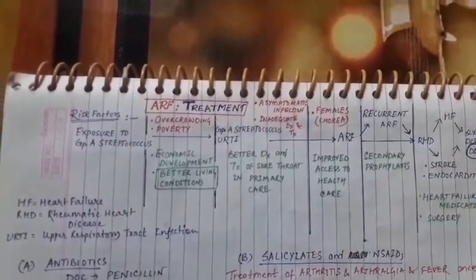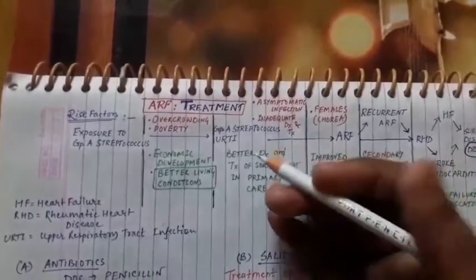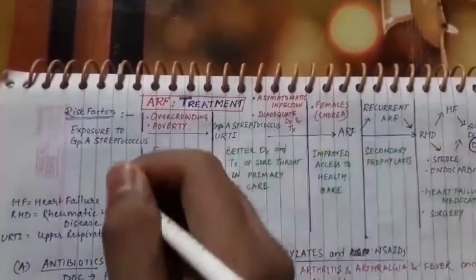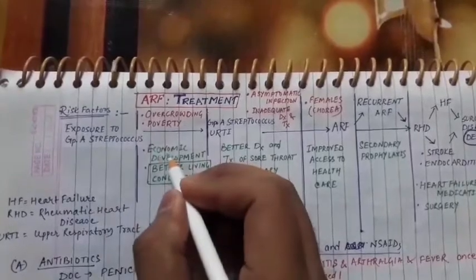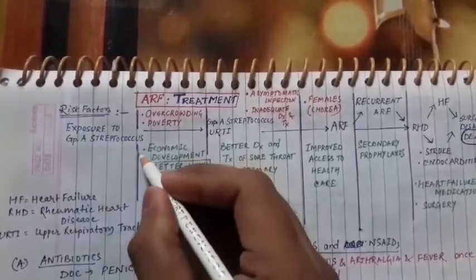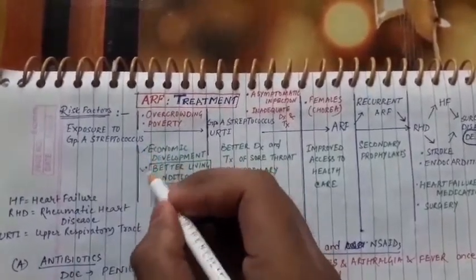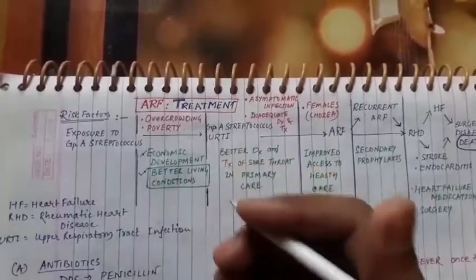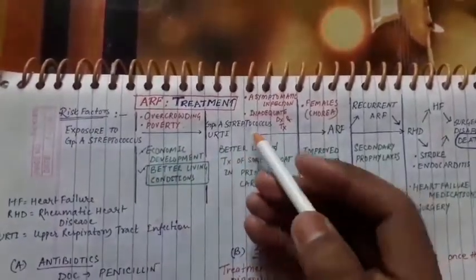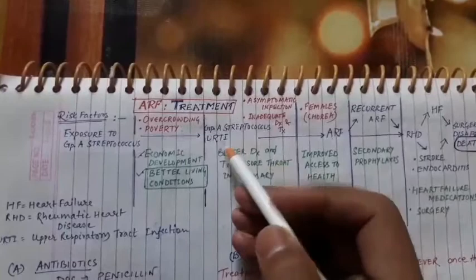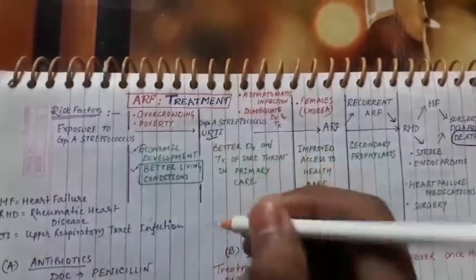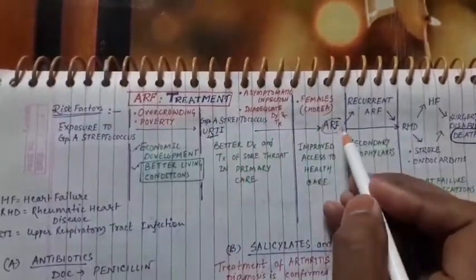So how can we prevent this? We can introduce interventions like raising economic development and providing better living conditions. Then, group A streptococcus infection, that is the upper respiratory tract infection, progresses to acute rheumatic fever.